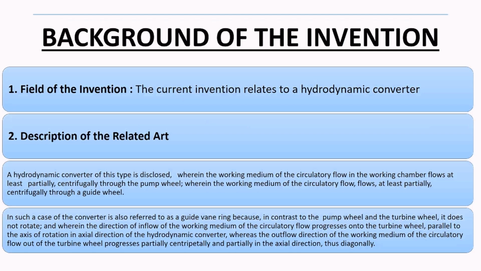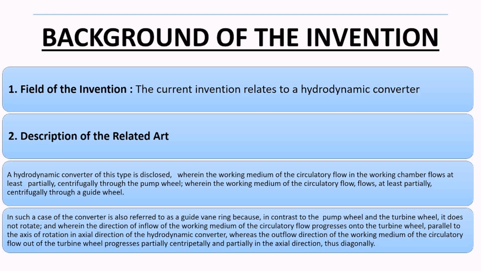Now we are going to discuss the background of this invention. First we start with the field of invention. The field of invention is that this current invention relates to the hydrodynamic converter. Now the description of the related art: a hydrodynamic converter of this type is disclosed wherein the working medium of the circulatory flow in the working chamber flows at least partially centrifugally through the pump wheel, and at least partially centrifugally through a guide wheel.